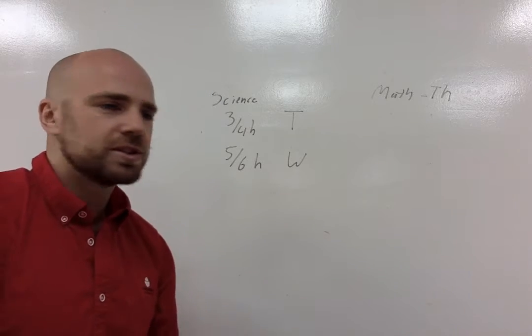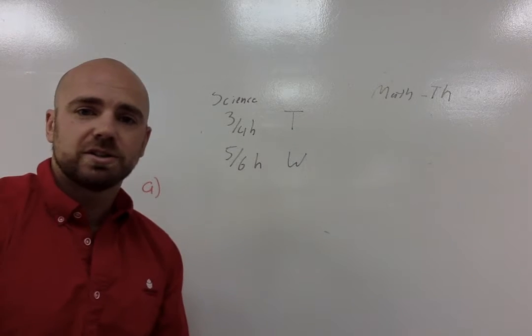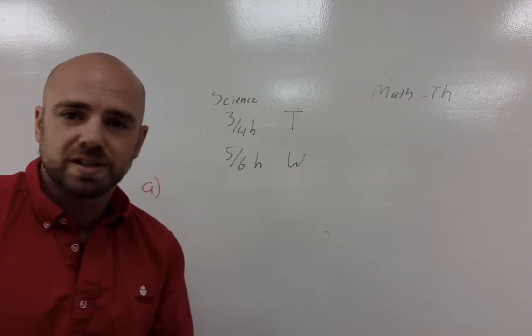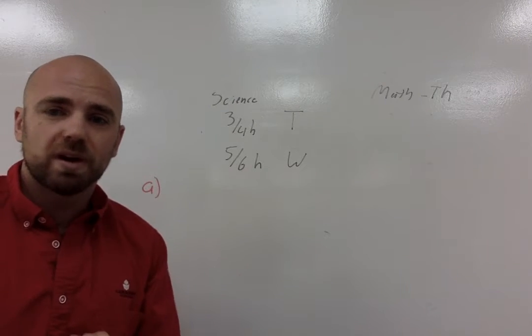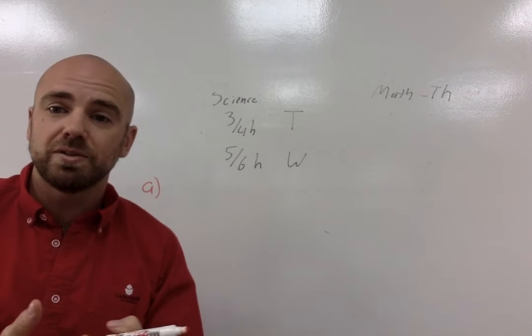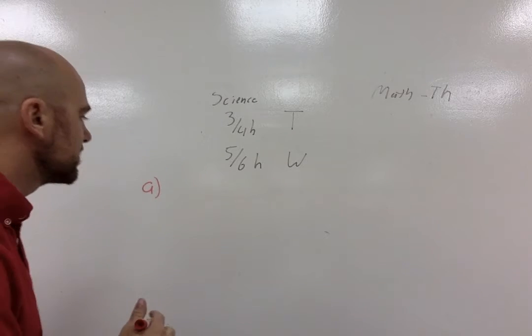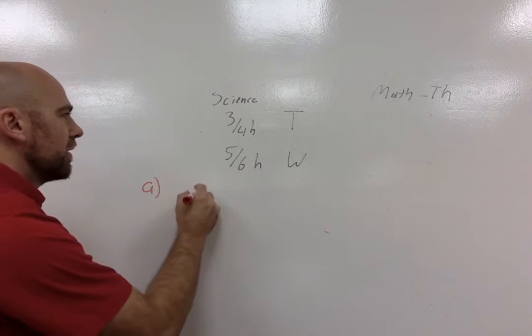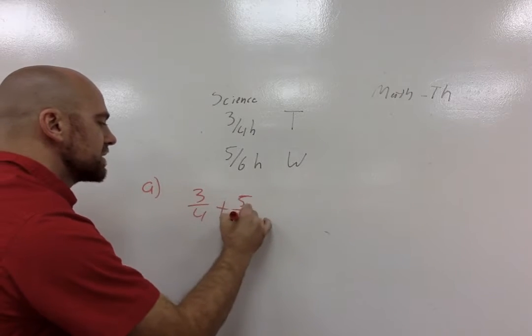So the first question is A. It said, how long did she work on her science projects all together? Well, when we're talking about all together, we would be talking about these two things combined. So if we're putting two things together, then we'd be adding them. So we have to actually add these two fractions. So if you want to go ahead and try to add, we have 3/4 plus 5/6.